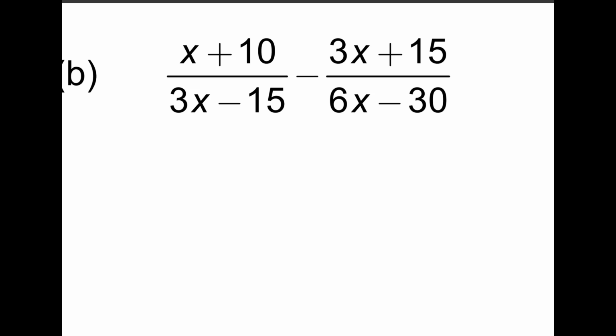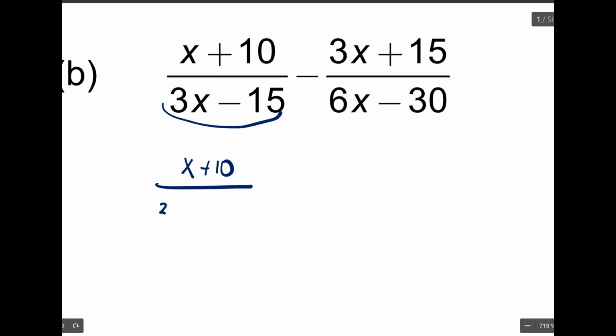So, x plus 10 over something. Okay, first thing, what should we do? From 10 times 3. You said take out 3 over here? Okay, so I'll rewrite. This guy is x plus 10 over 3 times x minus 5. So I pull out a factor of 3. 3 times what is 3x? x. More or less, I'm dividing by 3. And on the other side, you can divide by 6.